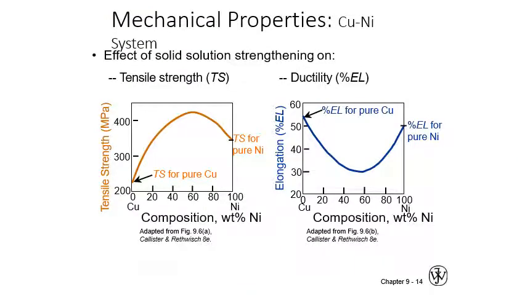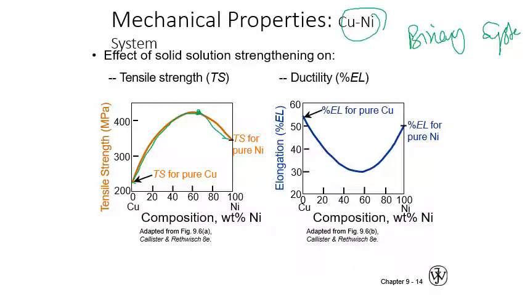Okay, so these are the mechanical properties of the binary system, especially for the copper nickel alloy which we formed previously. The effect of solid solution on strength: on this diagram, we see that as we increase the composition of nickel in the alloy, the strength increases parabolically, but after 80% nickel, it decreases downward, right?